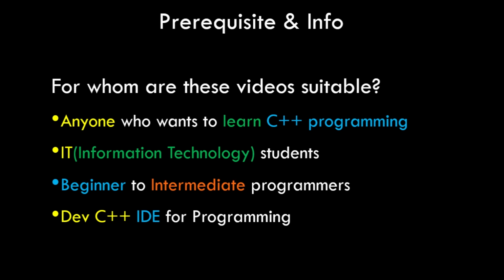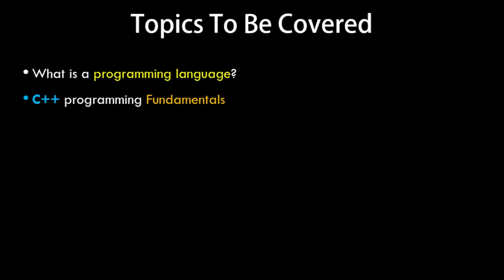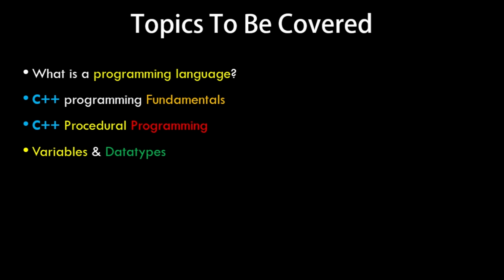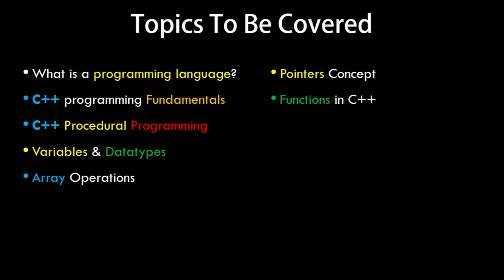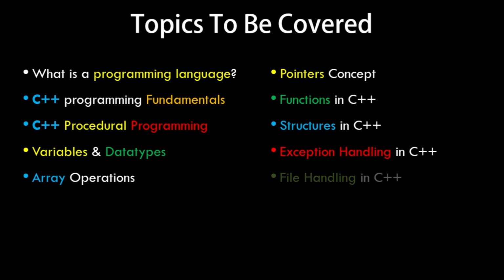Okay, so now that I've explained the information about this tutorial series, let's see what topics we will be covering. We'll first understand what a programming language is and how it is different from human languages. We'll understand the basics and fundamentals of C++. We'll see procedural programming, the basic concept of variables and data types in C++, array operations, and the pointer concept. We'll see what functions are and how they operate in C++. We'll also understand the concept of structures, exception handling in C++, and file handling.